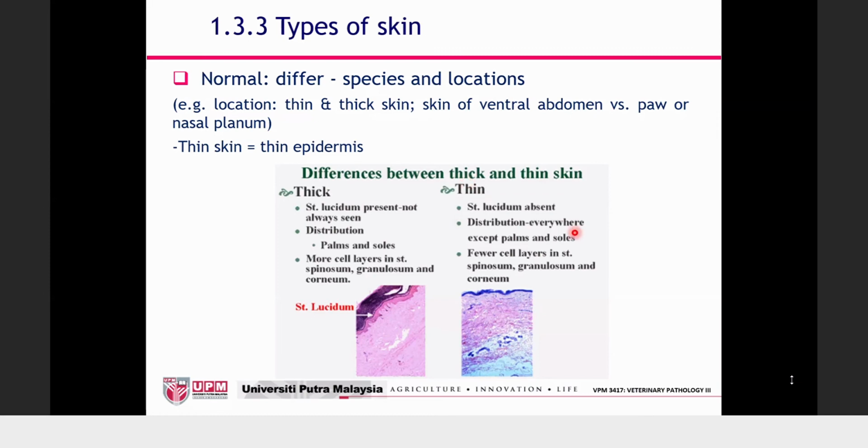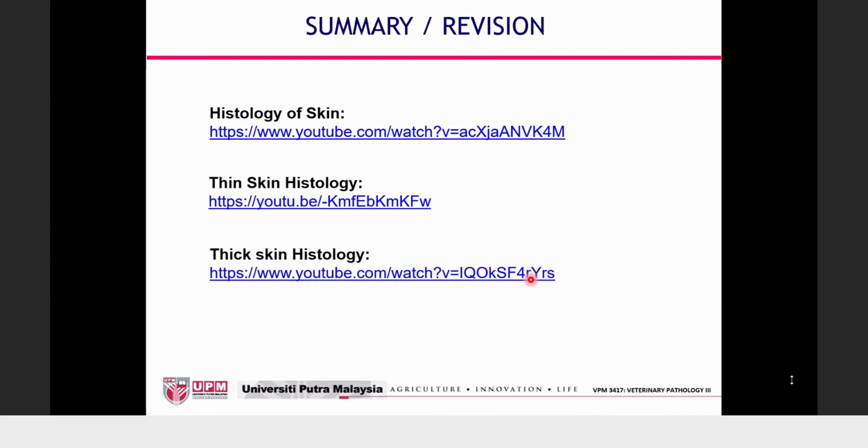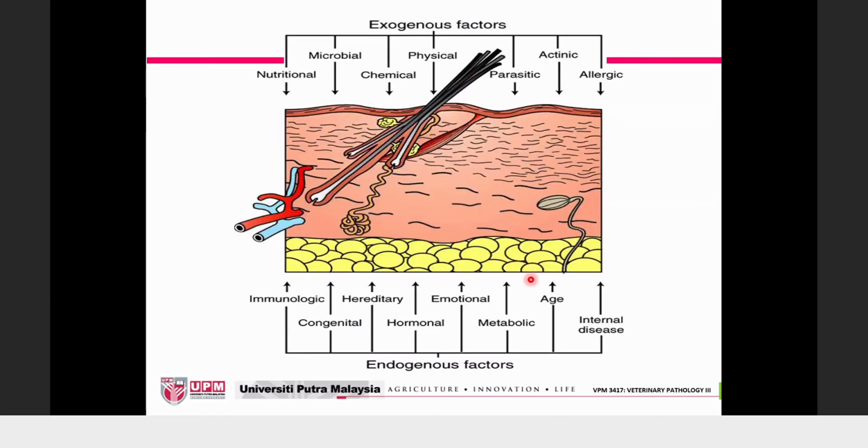Distribution: most parts of the body are made of thin skin, except for the nasal planum and the foot pad. And most of the time there are fewer cell layers in the stratum spinosum, granulosum, and corneum. Right. Okay. So if you are interested in doing more revision on skin, you can have a look at these videos that I've shared. So this is the last slide.